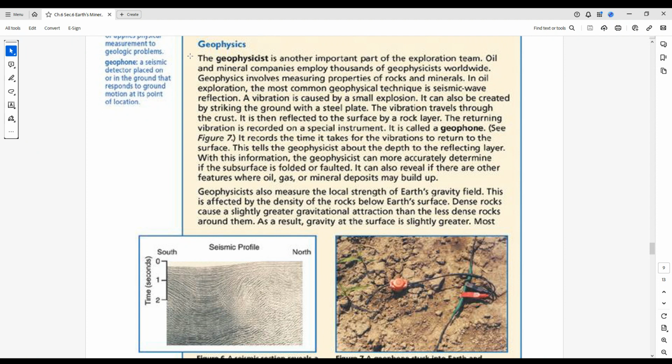It is then reflected to the surface by a rock layer. The returning vibration is recorded on a special instrument. It is called a geophone. It records the time it takes for the vibrations to return to the surface. This tells the geophysicist about the depth to the reflecting layer. With this information, the geophysicist can more accurately determine if the subsurface is folded or faulted. It can also reveal if there are other features where oil, gas, or mineral deposits may build up.